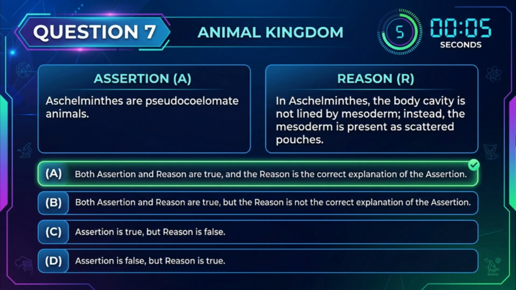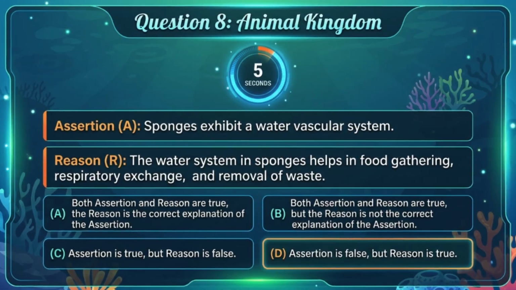Question 7. Animal kingdom. Assertion A. Aschelminthes are pseudocoelomate animals. Reason R. In Aschelminthes, the body cavity is not lined by mesoderm. Instead, the mesoderm is present as scattered pouches. 3, 2, 1. Aschelminthes are indeed pseudocoelomates. Why? Because their body cavity is not fully lined by mesoderm. Instead, the mesoderm is scattered in pouches between ectoderm and endoderm. Option is A.